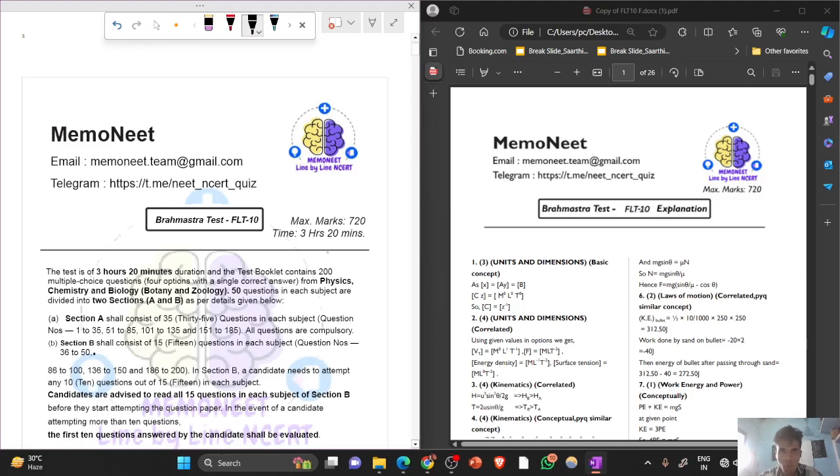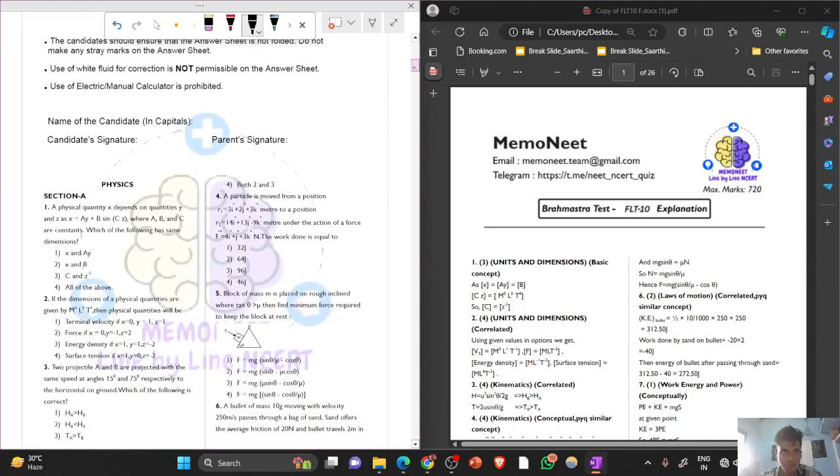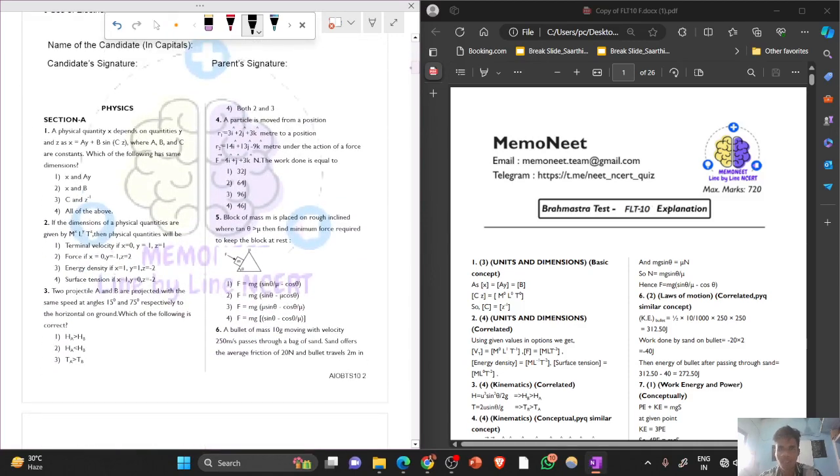Now, moving to your question, the physics section I am talking about. Okay, your first question. A physical quantity X depends on the quantities Y and Z in this way. Okay, this is the expression. A, B, C are constants. Which of the following has the same dimension? It is asking about which of the following have the same dimension.